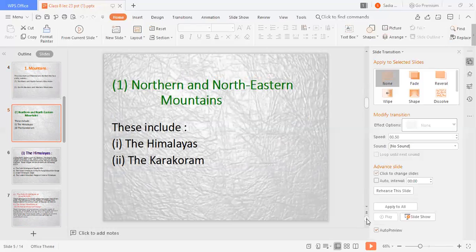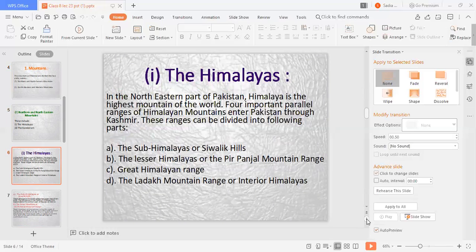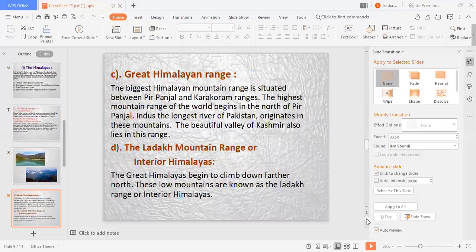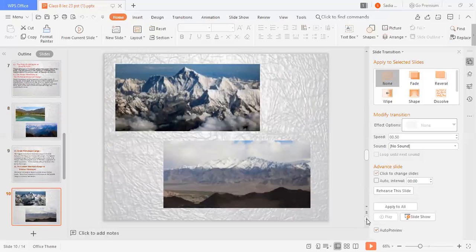Next, the north and northeastern mountains are divided into two parts, the Himalayas and the Karakoram, and then again the Himalaya is also divided into four parallel mountain ranges, and these are the sub-Himalaya or Shivalik hills, the lesser Himalayas or the Pir Panjal mountain ranges, the Great Himalayan range, and the Ladakh mountain range or the interior Himalayas. Is it clear? So Himalaya is divided into four mountain ranges. Now you can see the beautiful pictures of different mountain ranges of Himalaya.